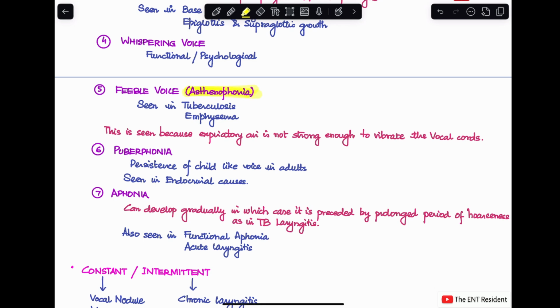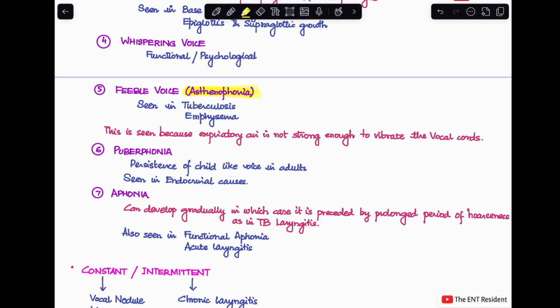This can be seen in tuberculosis and emphysema. This happens because the expiratory air is not strong enough to vibrate the vocal cords, as a result of which the voice becomes very weak. You can barely hear it. Next is puberphonia.